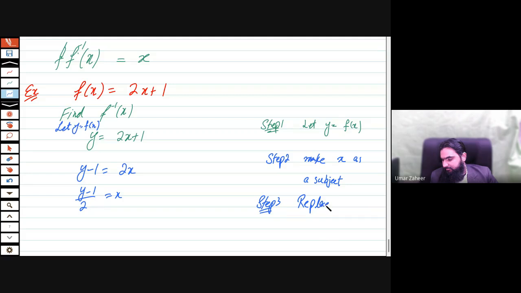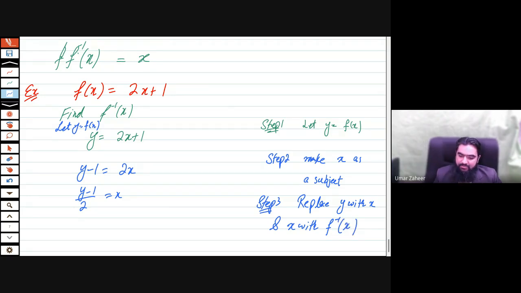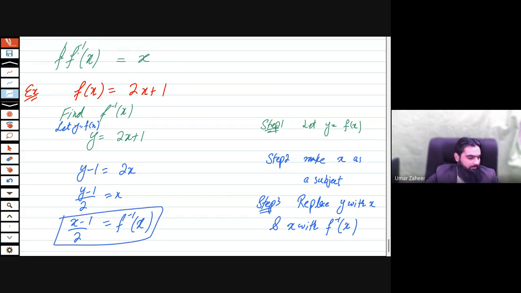replace y with x and x with f inverse of x. Basically the value that you have to make the subject, that is your inverse function. And obviously the y, we have assumed it, replace y back with x, so x minus 1 divided by 2, you will get the inverse. These are the 3 steps.